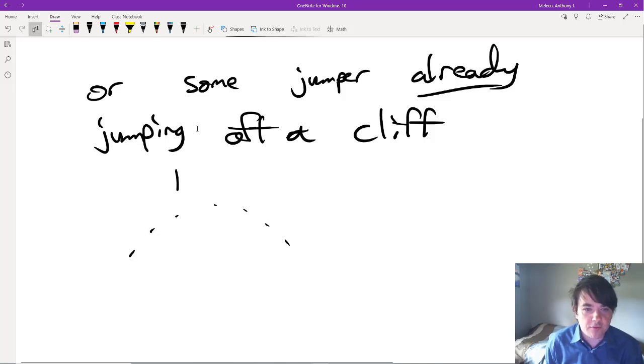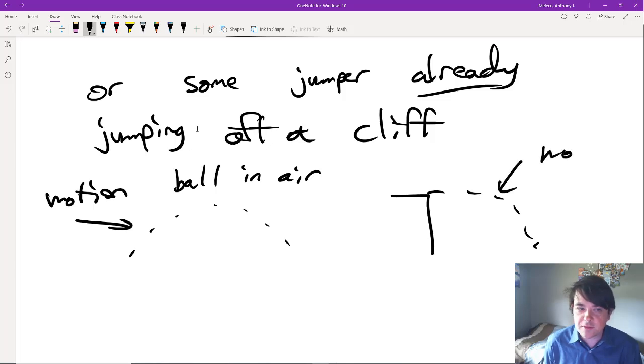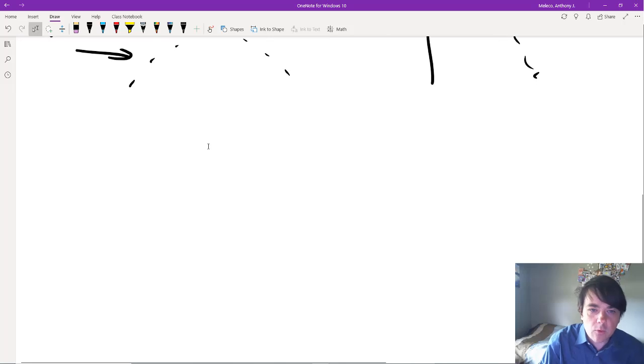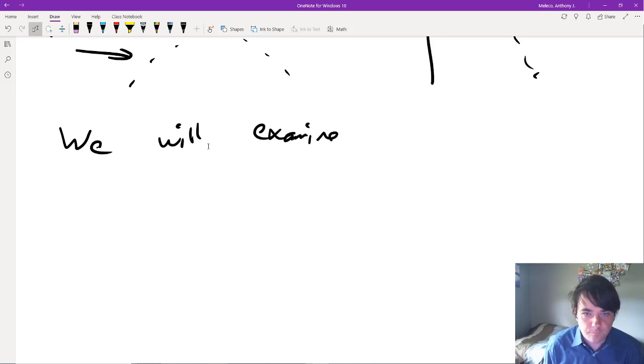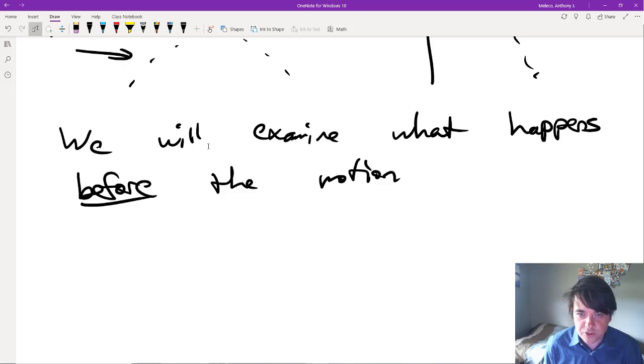We examined the ball flying through the air, so ball in air, and we looked at the motion, right? So here's the motion. That's what we cared about, or maybe the guy jumping off the cliff. But now what we're going to do is examine the forces themselves. So we will examine what happens before the motion, and then we'll maybe apply it to motion afterwards.